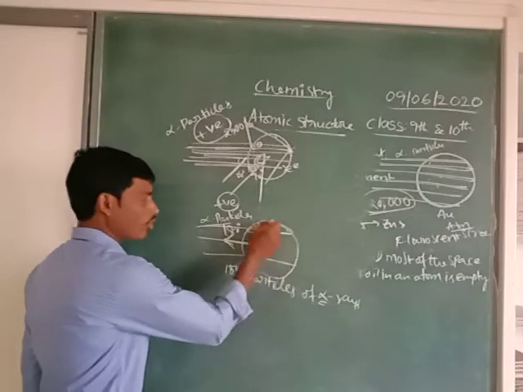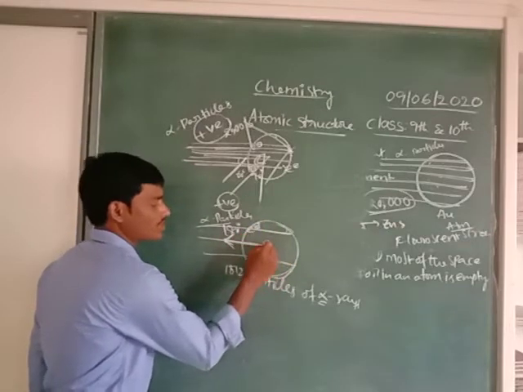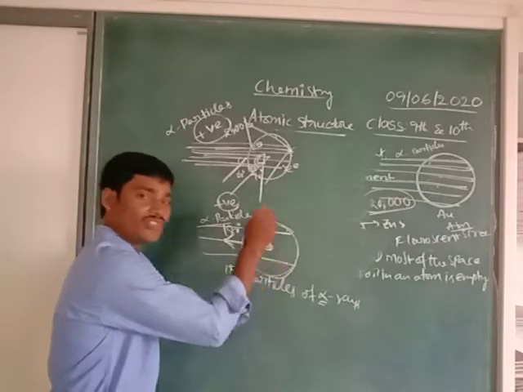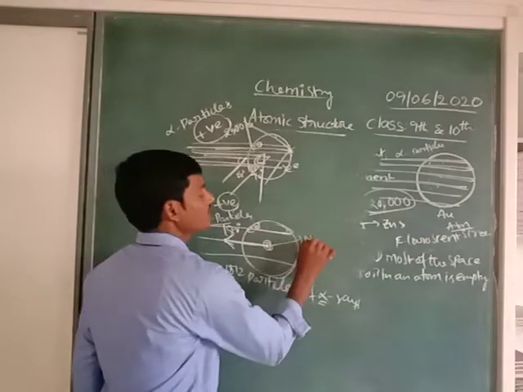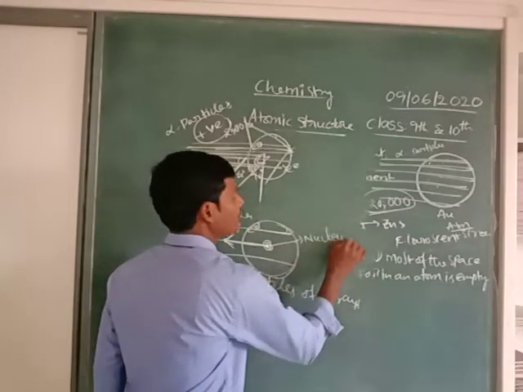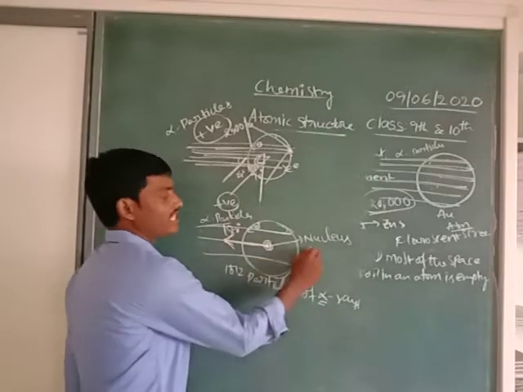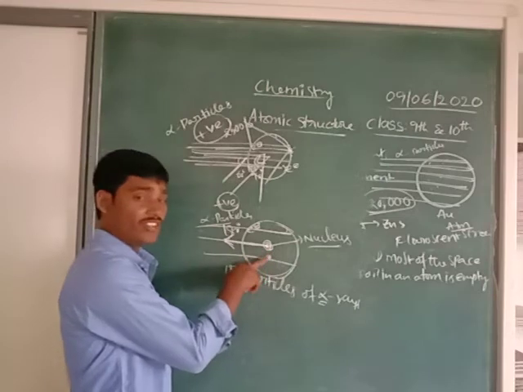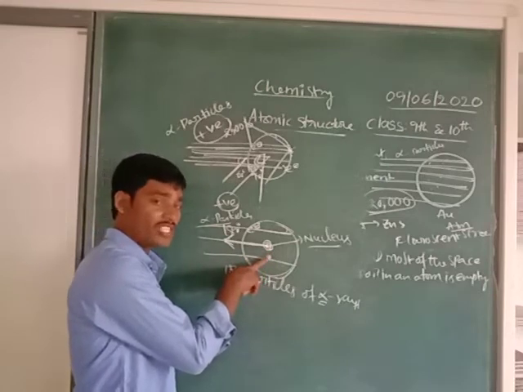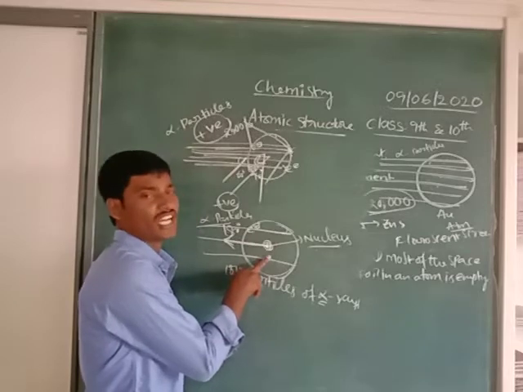Here, the center of the atom consists of positively charged particles. That location we consider as the nucleus of the atom. What do we mean by the nucleus? The center of the atom is considered the nucleus, and the nucleus consists of positively charged particles. Which particles do we have? We have protons, which are positively charged.